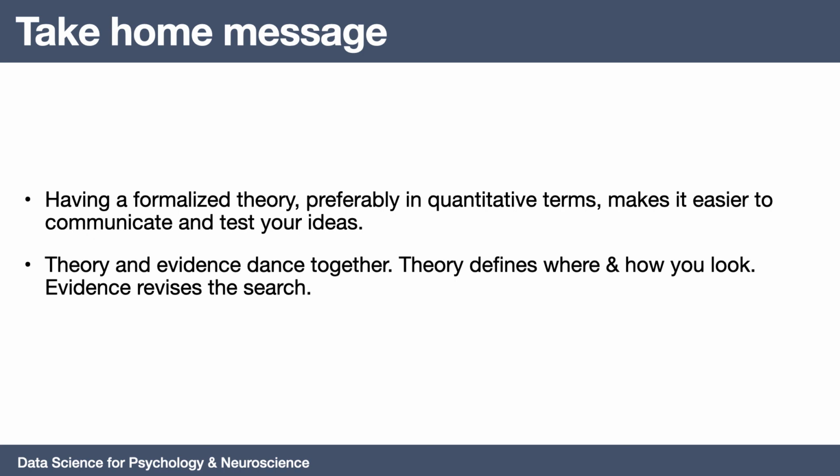And theory and evidence dance together. Theory defines where and how you look. Evidence revises that search. Think of the process of research of not just putting together a theory and a hypothesis, throwing it out to the world to test it, and then either accepting or rejecting it. It's a constantly evolving process that relies on a very specific framing and form that can be tested in very specific ways with data analytic tools. And these work together to define your search and to define the evolution of your theory. It doesn't start and stop with one experiment. It's a set of experiments, a set of tests that evolve over time.